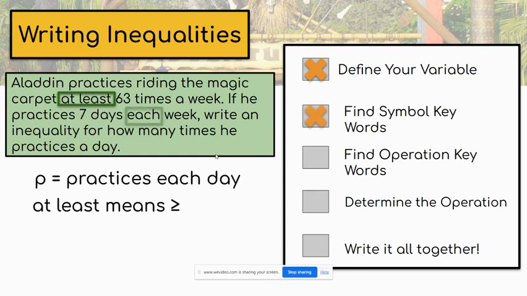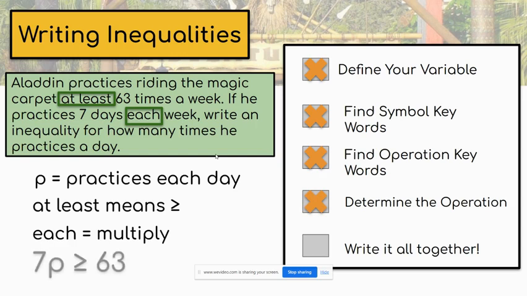Operation keywords: I see the word "each," and we know that when we talk about slope, per, each, and all mean to multiply. So this is being multiplied by the variable. Determine the operation: we just did that. Each means to multiply. So let's write it all together. 7p has to be at least, or greater than or equal to, 63. Please remember that when a number is next to a variable, that means to multiply. So I'm really saying 7 times p is greater than or equal to 63.